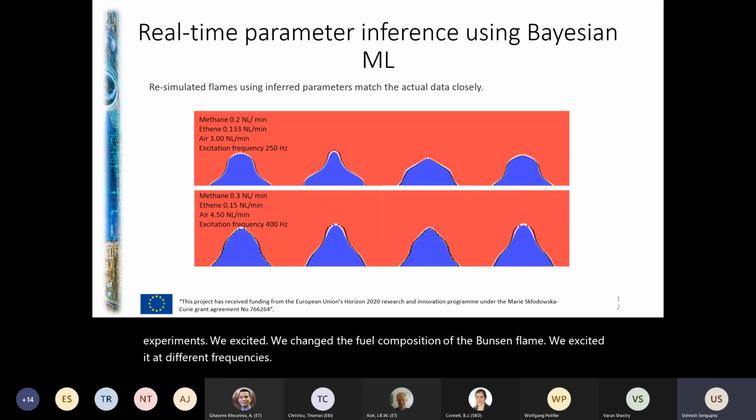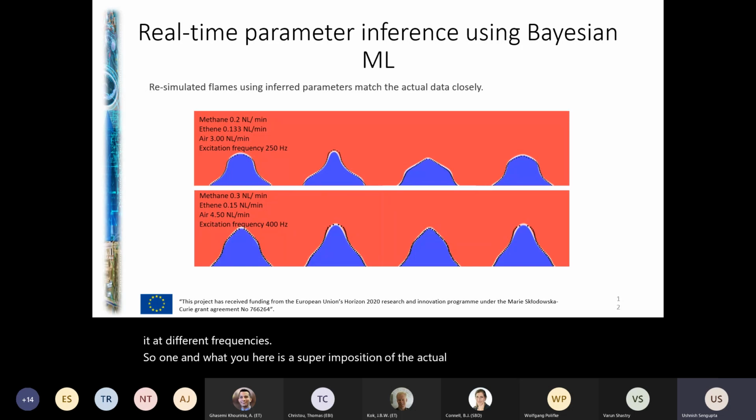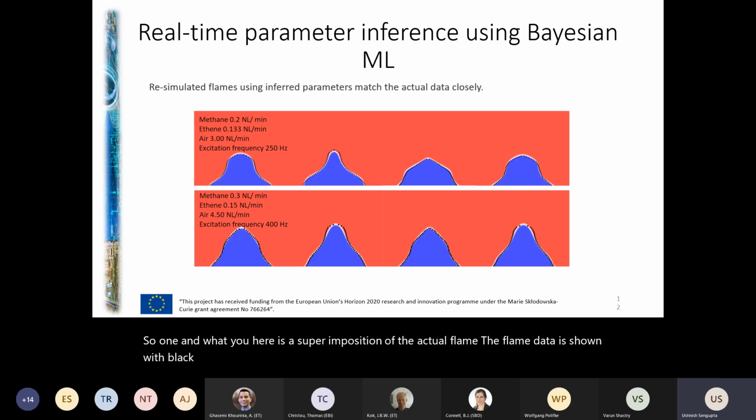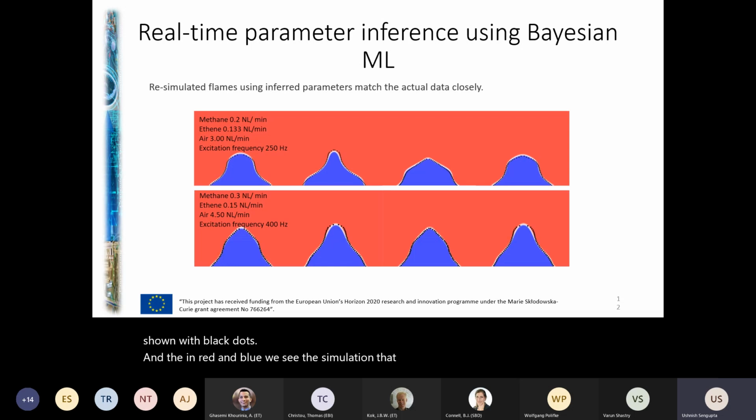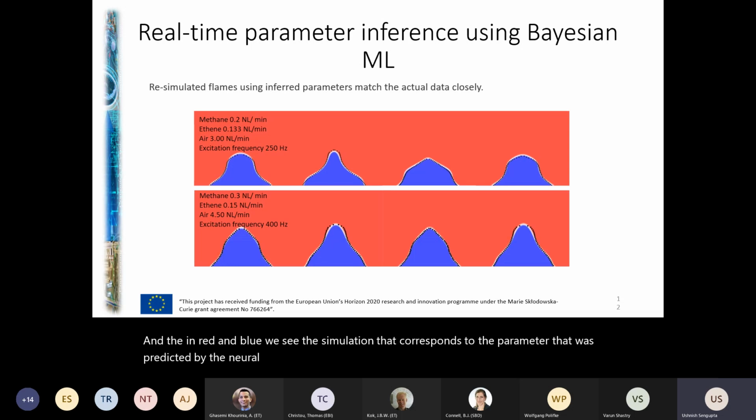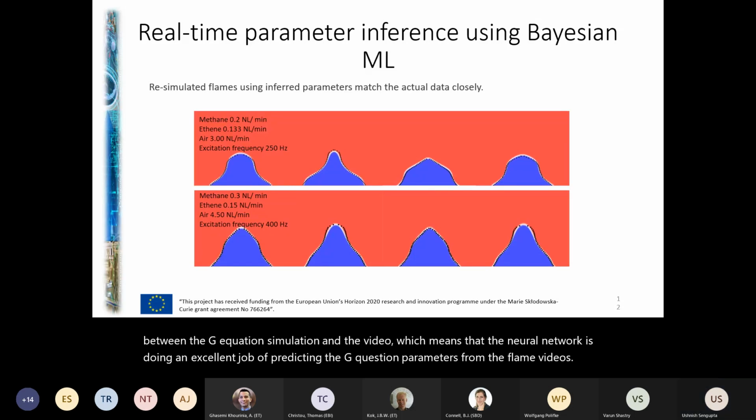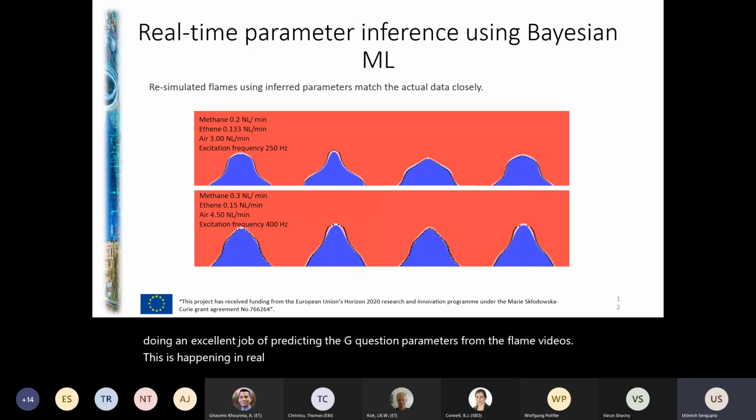And what you see here is a superimposition of the actual flame. The flame data is shown with black dots, and in red and blue we see the simulation that corresponds to the parameter that was predicted by the neural network. And we see that there is a pretty close correspondence between the G equation simulation and the video, which means that the neural network is doing an excellent job of predicting the G equation parameters from the flame videos. This is happening in real time. So once you train the neural network, this is actually instantaneous. It takes milliseconds to assimilate new data, which is wonderful.